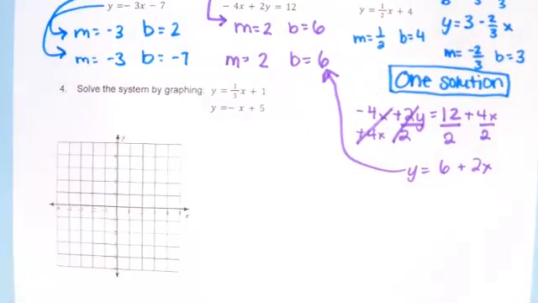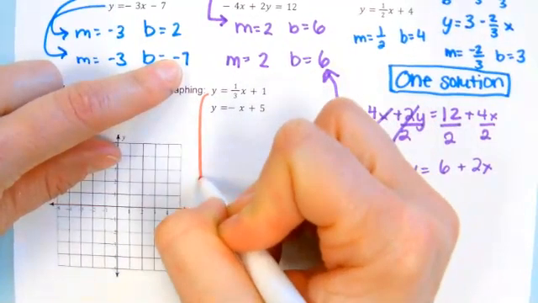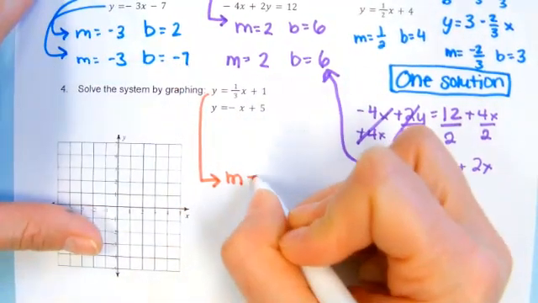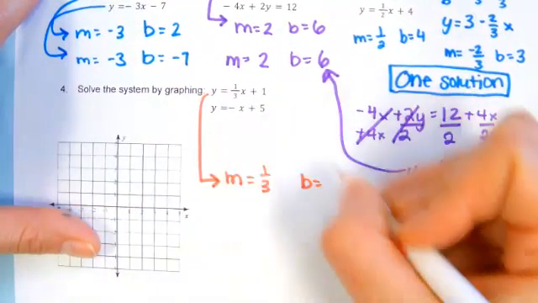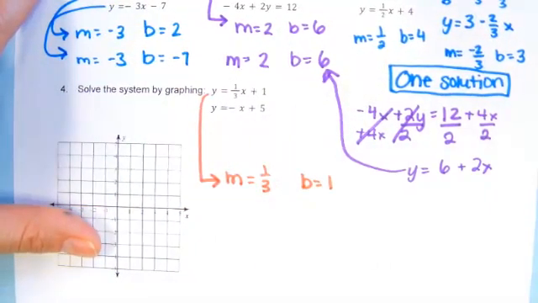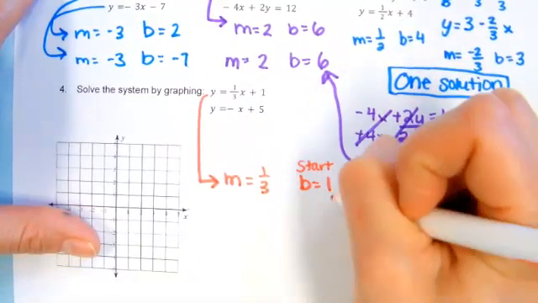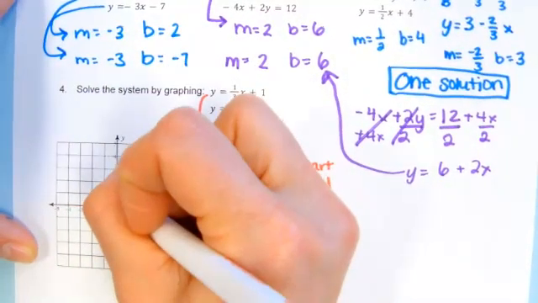So let's start. I'm going to zoom this in. Starting with this top equation here, I'm going to do the work down here. So m for this one is our slope, and that is 1/3. And b is our y-intercept, that is 1. Okay, once we found those, remember we start at our y-intercept. So we're going to start at 1, and this is my y-line, and I'm going to make a dot at 1.